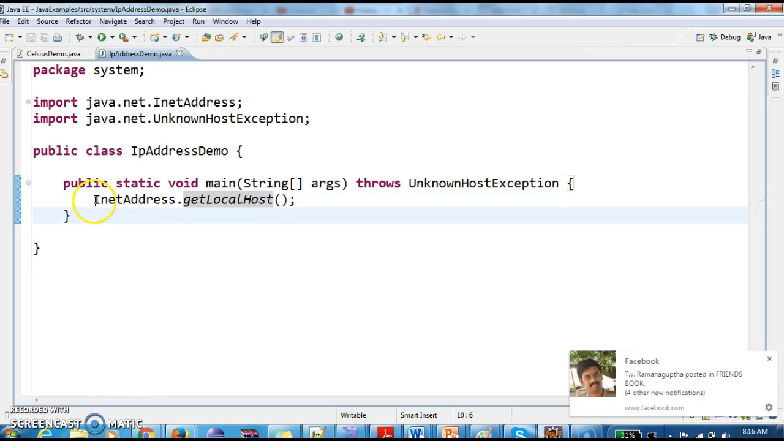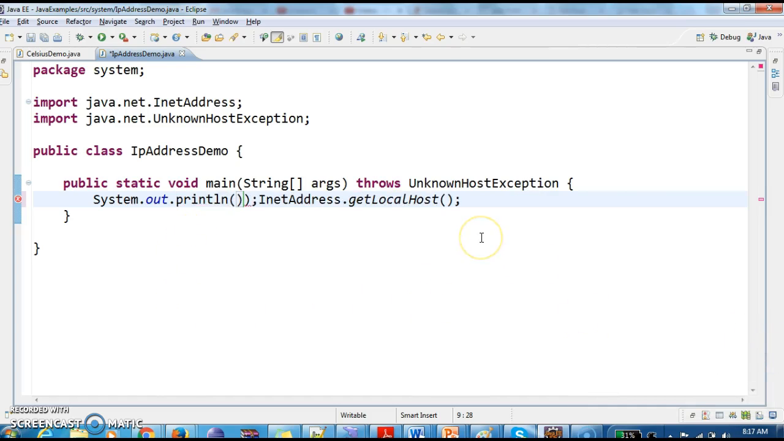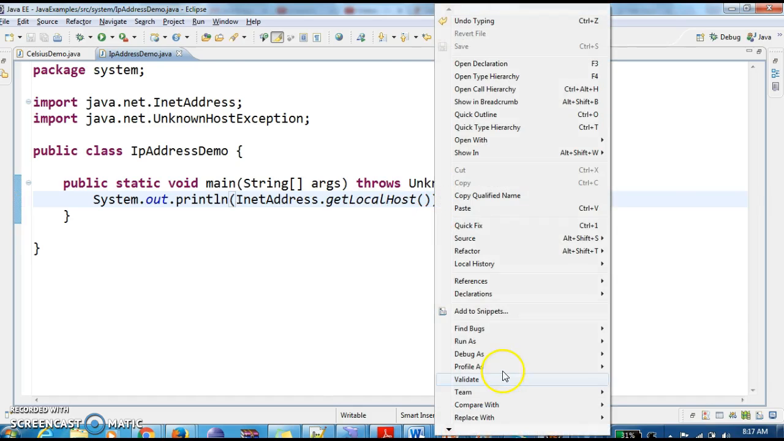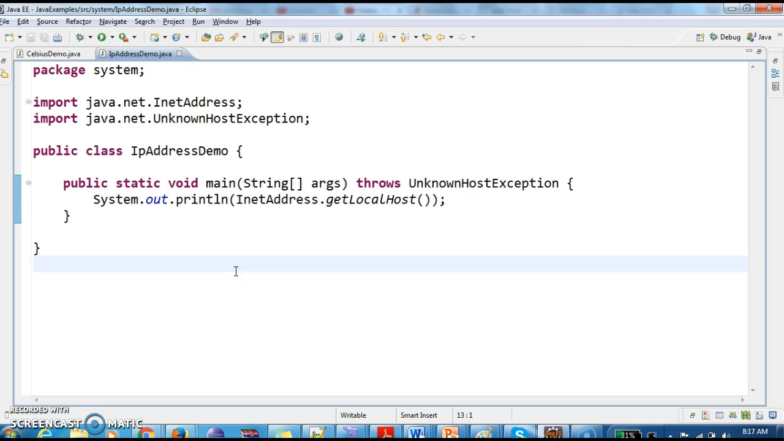So let's run this program and see the output. I am running the program to get the IP address of my current system. So this is the IP address, notebook 88, 192.168.0.3. So hope you guys understand this tutorial on how to get the IP address of the system.